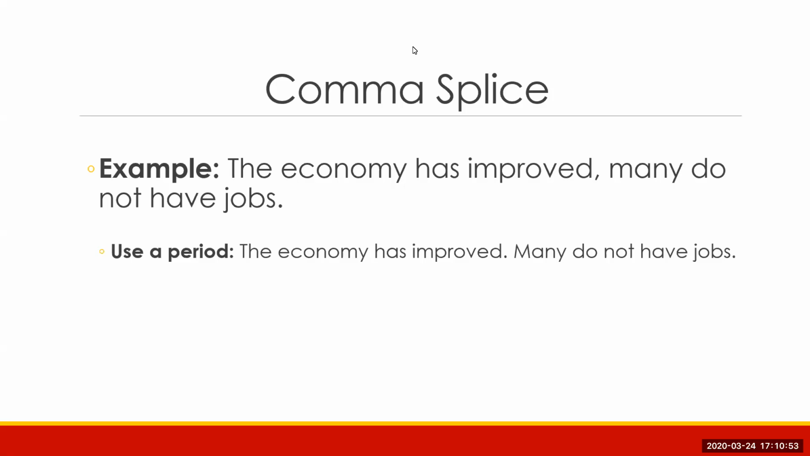The first way is to use a period, like I said. The economy has improved. Many do not have jobs. This is technically correct, but I don't know if I would do this for this sentence, because, like I said in the previous example, you're not quite grasping the irony of the situation, the fact that the economy has improved and many do not have jobs. You want to show that sort of disconnect. So while this isn't incorrect, there's a better way to write these two sentences.